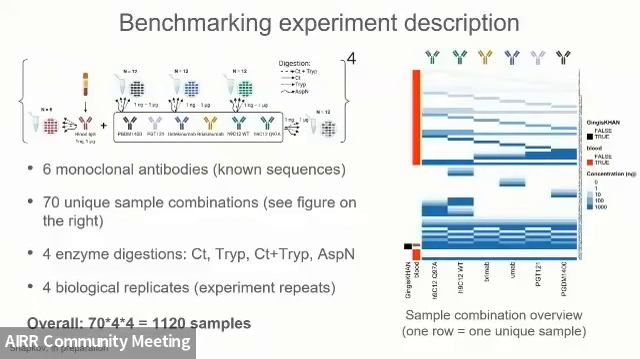experiment where we have 6 monoclonal antibodies, which we already know the sequence of prior, and we put them in multiple different combinations with high concentration and low concentration of antibodies, and with or without the presence of background antibodies to create noise. And we also try different enzyme digestion strategies so that we have a wider coverage. And finally, we have 4 biological replicates to test the reproducibility of this method.